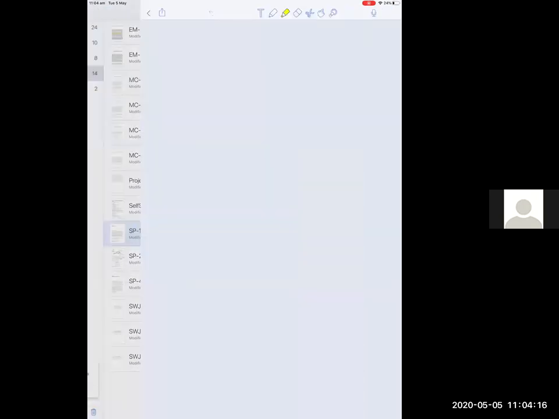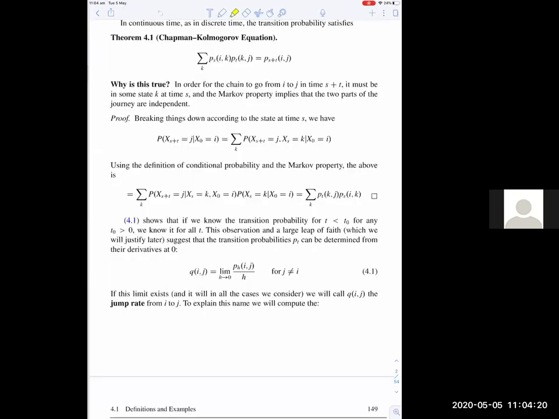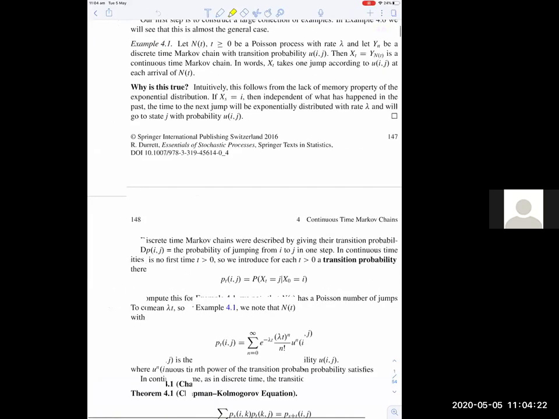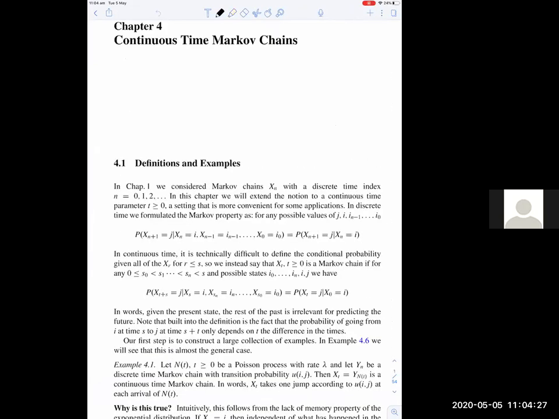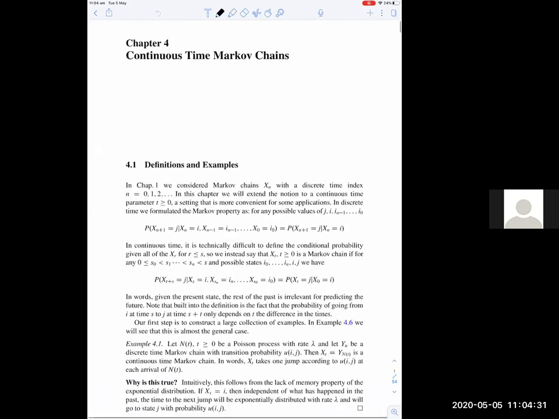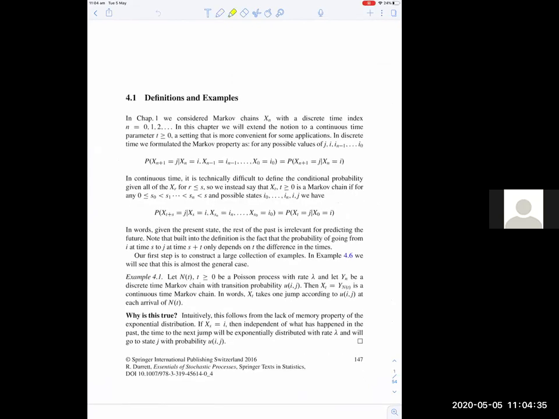All right. So we're looking at SP4, I guess. We skipped chapter SP3. SP3 was about renewal processes. I said what a renewal process is: it's a generalization of a Poisson process where the times between events are not necessarily exponential random variables. And I think this is where we stopped Friday.